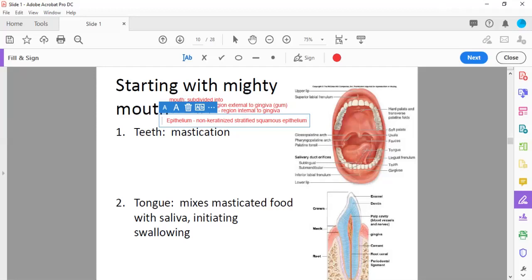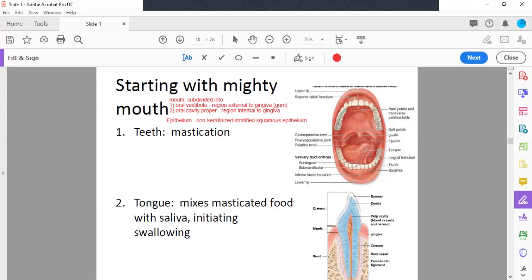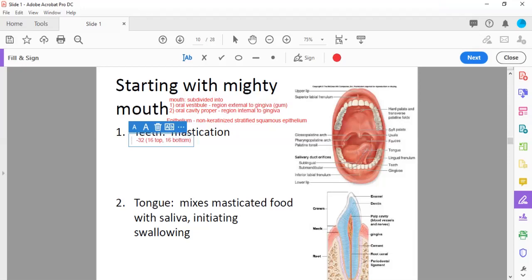Okay. Now let's talk about the teeth. How many teeth do we have? The answer should be a total of 32. Okay, good. So we can say there should be a total of 32: 16 at the top and 16 at the bottom. All right, very good. Any questions so far?